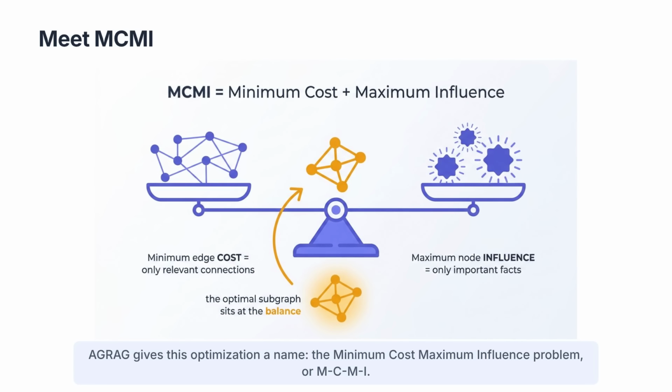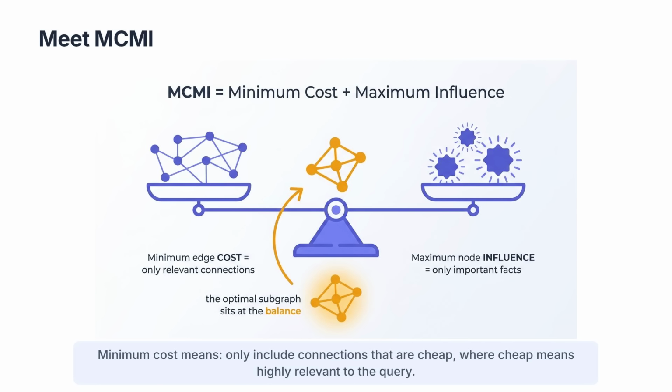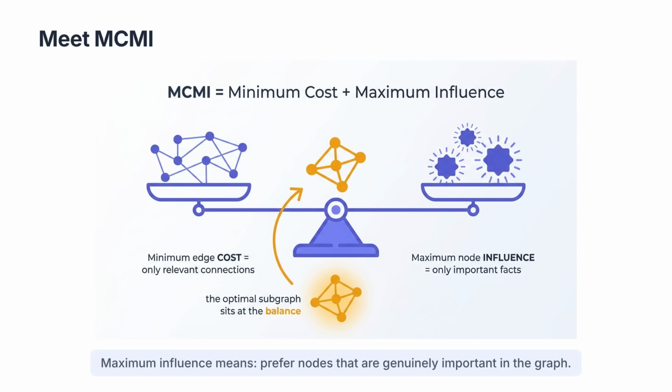AGRAG gives this optimization a name, the minimum cost maximum influence problem, or MCMI. Two forces pull against each other. Minimum cost means only include connections that are cheap, where cheap means highly relevant to the query. Maximum influence means prefer nodes that are genuinely important in the graph. The best subgraph is the sweet spot, maximally influential, minimally noisy.